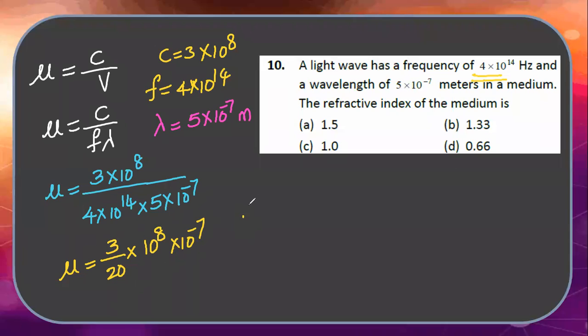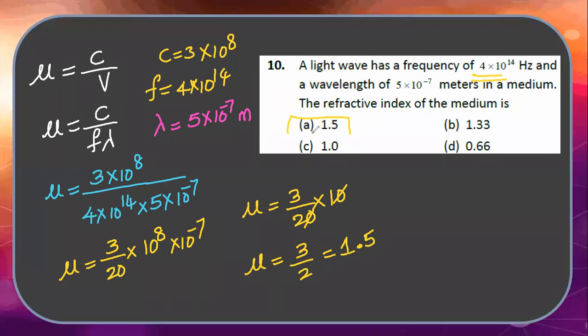So mu is equal to 3 by 20 into 10 power 8 into 10 power minus 7. It will be equal to 10, so these two get cancelled. Therefore, mu is equal to 3 by 2, or 1.5. This is the refractive index. Next.